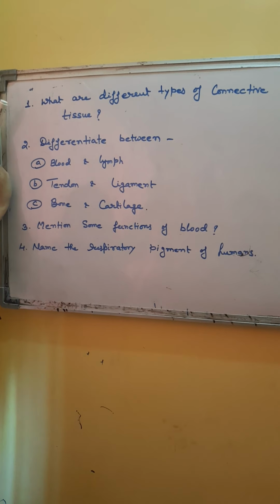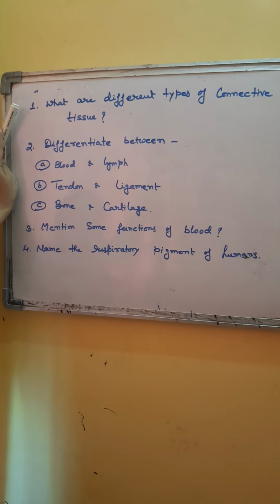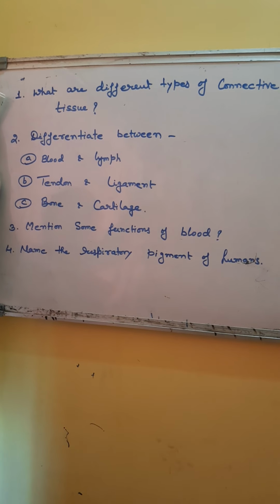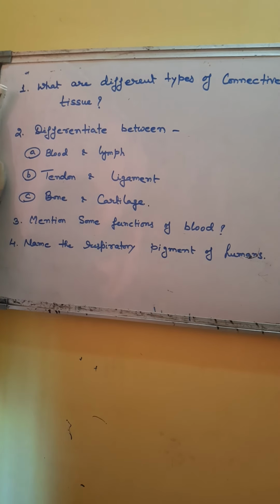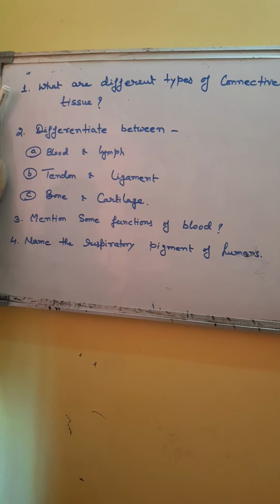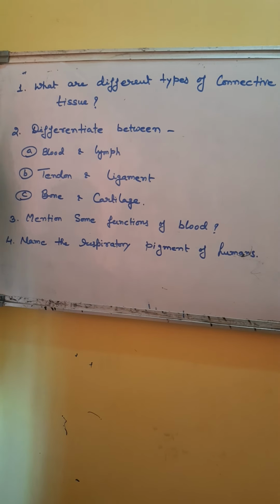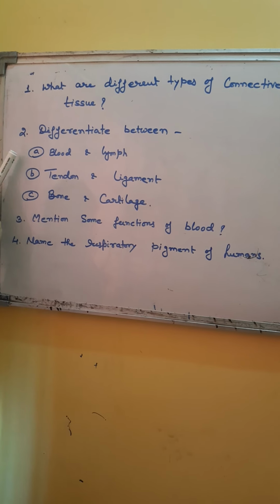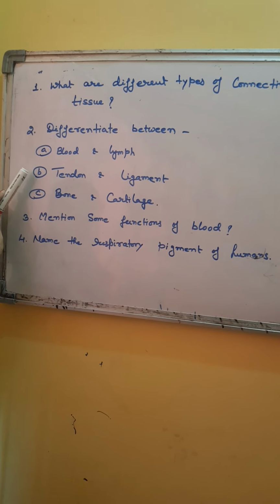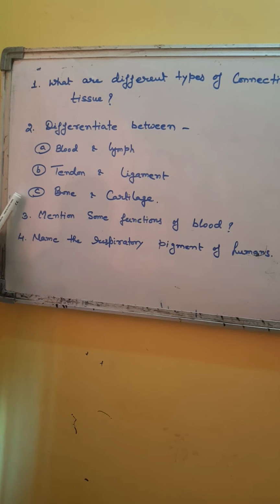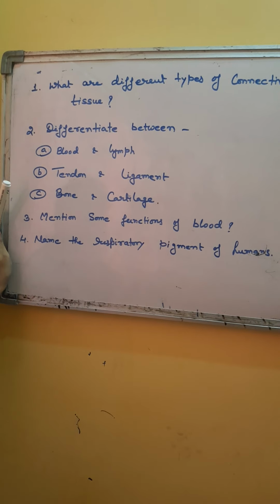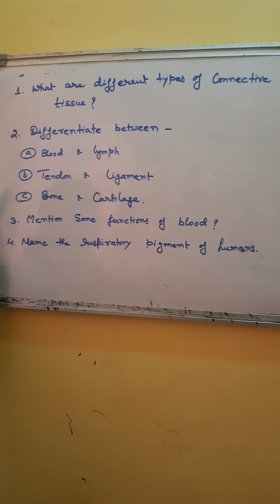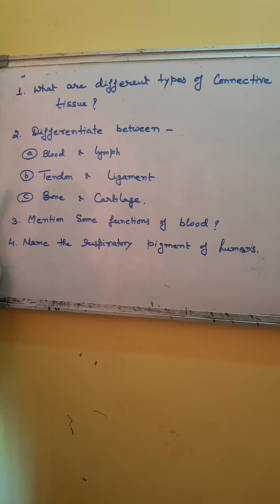Students, this is your assignment. The very first question: what are the different types of connective tissue? Only you have to name the different types of connective tissue. The second question is, differentiate between A, blood and lymph, B, tendon and ligament, and C, bone and cartilage. You will differentiate on the basis of cell type, cell structure and function.